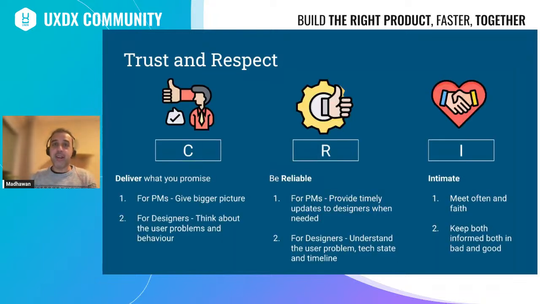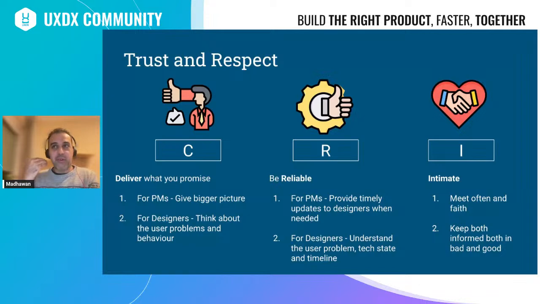In our case, since it was a PM and design relationship, we decided the best way to develop this trust is again by thinking of all those three things. So credibility, extremely important. If you're a product manager, give the bigger picture. If you're a designer, think about what kind of user problems the product is trying to solve. What kind of behaviors would you expect?